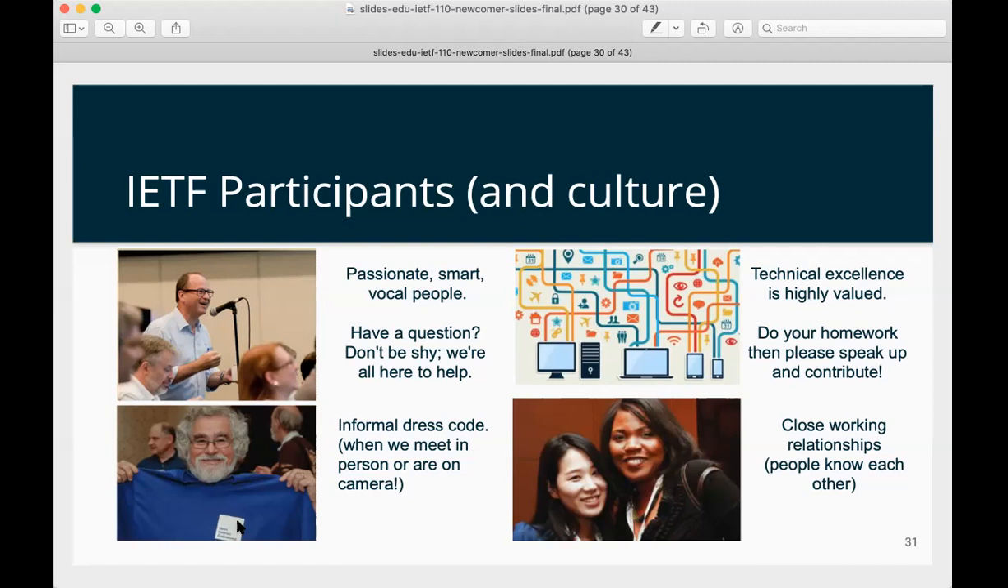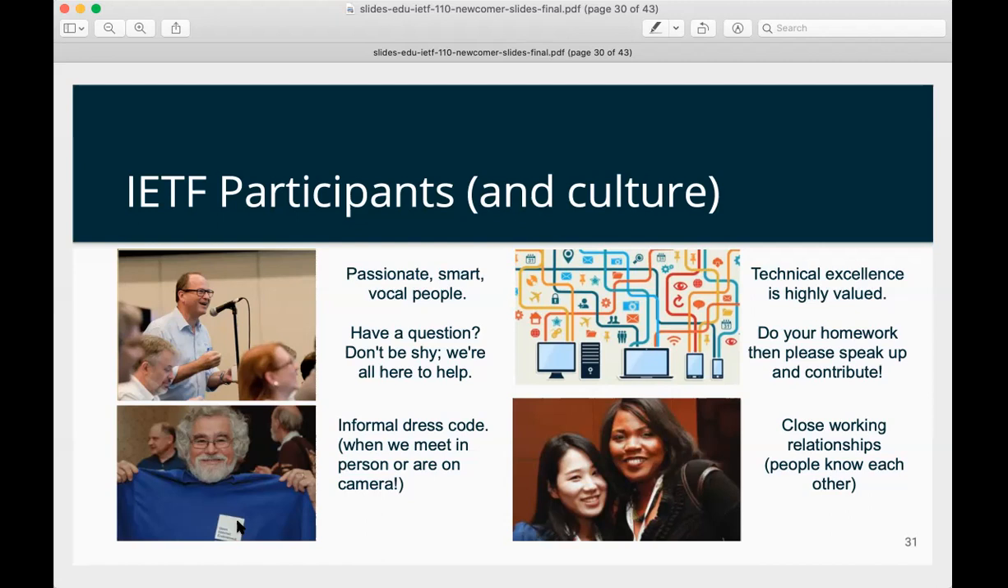The IETF values technical experience very highly. So people that write code, people that have built systems, this is the kind of feedback that we really are interested in getting. Real operational experience and real developmental experience is what helps make our standards stronger and better. So do your homework, but please speak up and contribute.